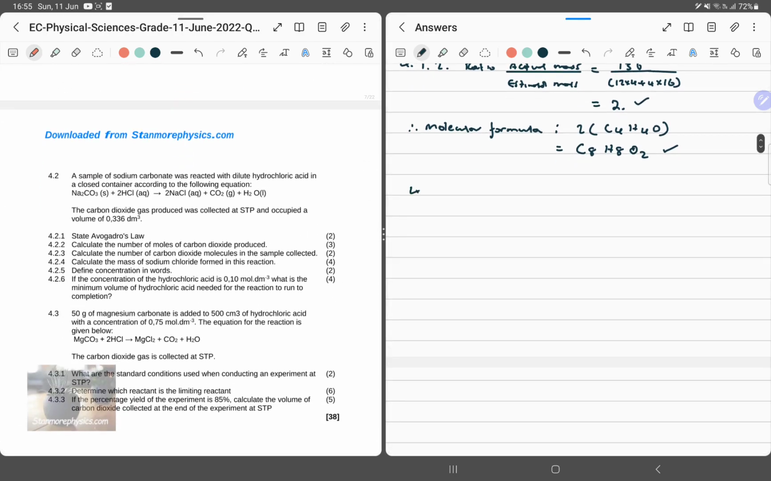So let's do 4.2 quickly. 4.2 says a sample of sodium carbonate was reacted with dilute hydrochloric acid. So what do you know? When you react a metal carbonate and an acid, what do we produce?